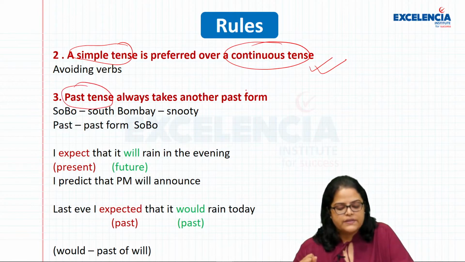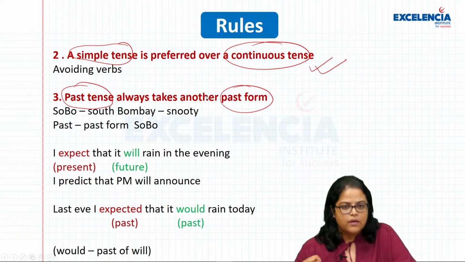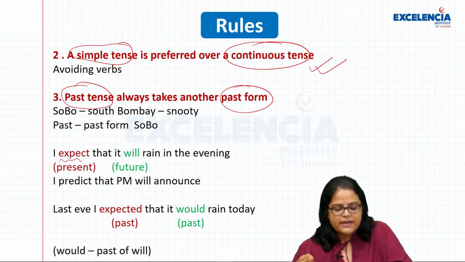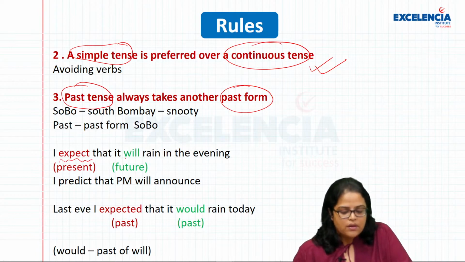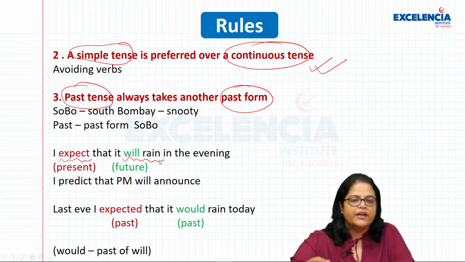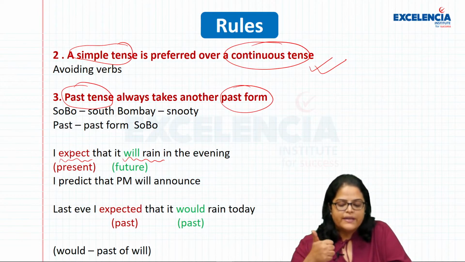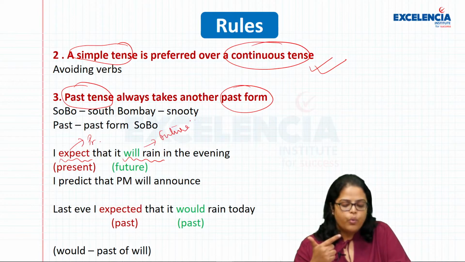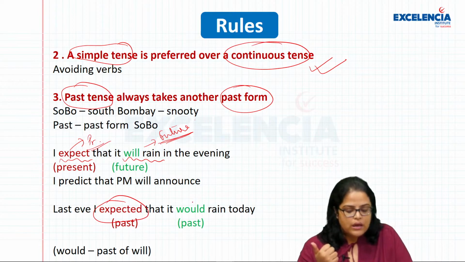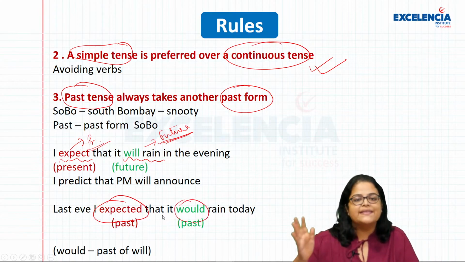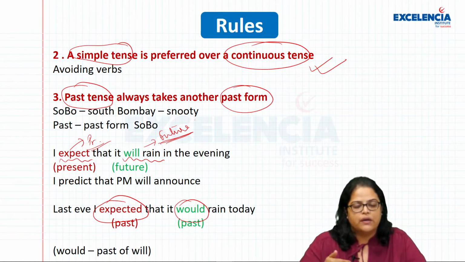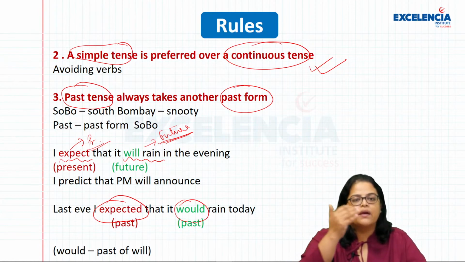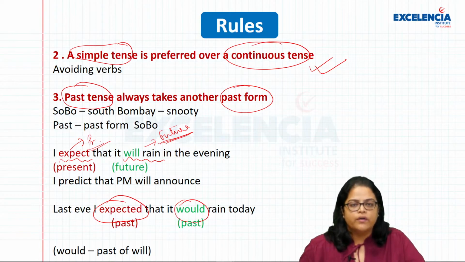Past tense, you know, always will hang around with another past form. What do I mean by that? A present tense, you know, if I suppose say I expect, I can say that I expect that it will rain in the evening or it will rain tomorrow. So guys, expect is present tense, but will rain is future. You all agree? Will is future. So present tense is taking a future tense. But the minute I say I expected, I will have to say that it would rain. You know, yesterday I expected that it would rain today. In the past, when I'm making a prediction for the future, I use a would.